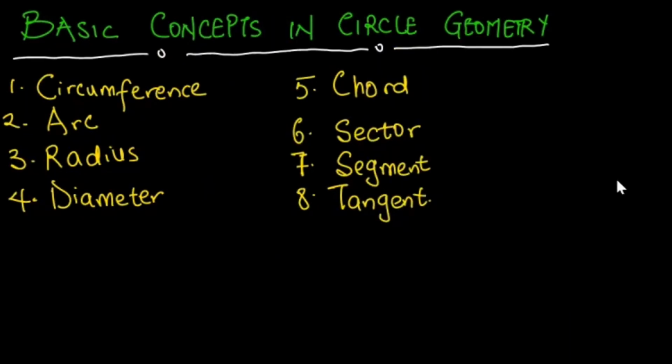In this video lesson, we are going to look at basic concepts in circle geometry, and these concepts will help us as we treat the various theorems and laws in circle geometry. So it is important you have a full grasp of the various concepts we have in circle geometry. The concepts we look at are the circumference, the arc of a circle, radius, diameter, a chord, sector, segment, and lastly a tangent.